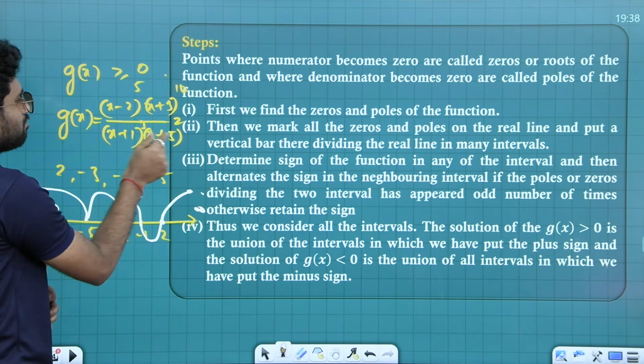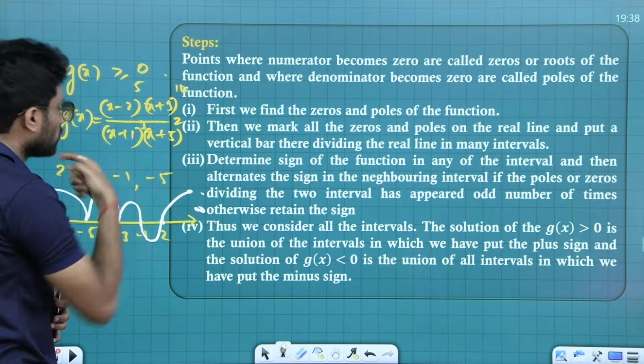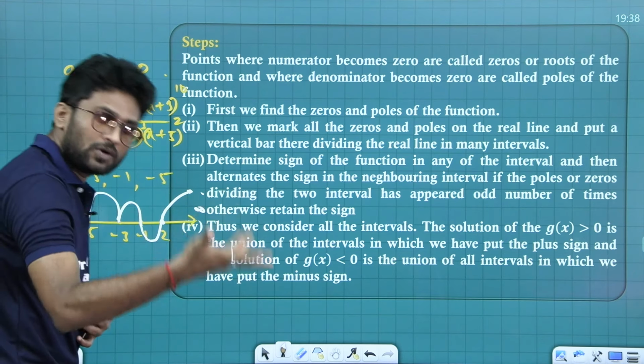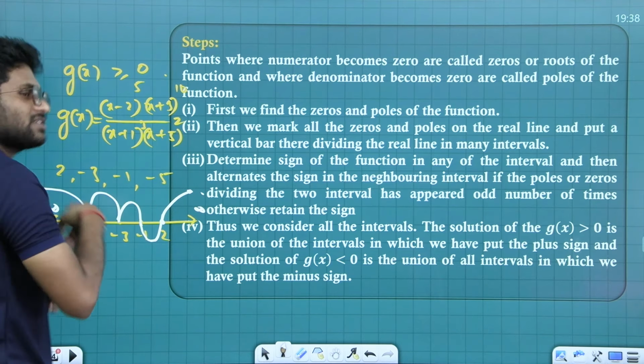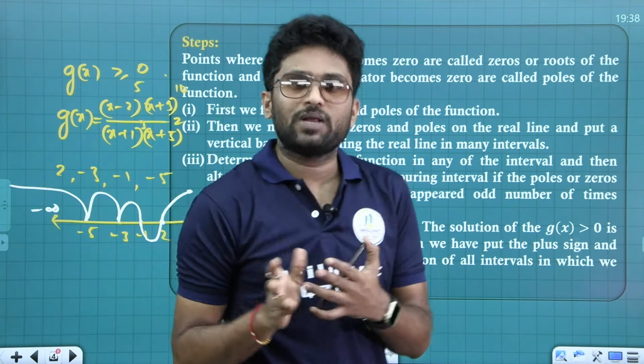Next, at minus 3, x plus 3 is raised to an even power, so we'll stay at the top only, above the number line. Next, minus 5, x plus 5 is raised to an even power. Still we will be continuing at the top, above the number line only.